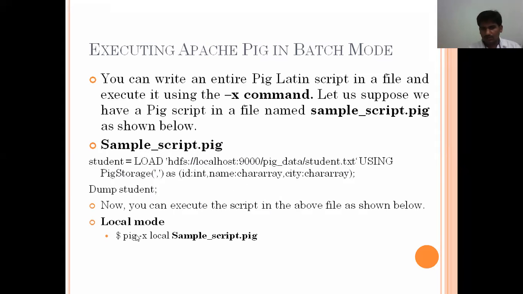In local mode, we run $pig -x local and directly write the file name, that is, sample_script.py. That extension also we need to mention. In MapReduce mode, it is pig -x mapreduce sample_script.py.